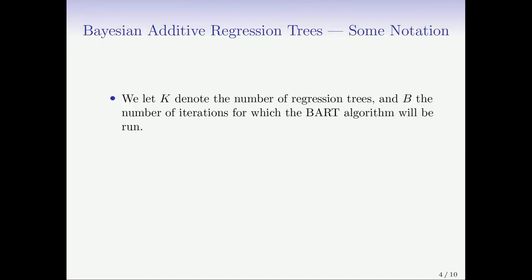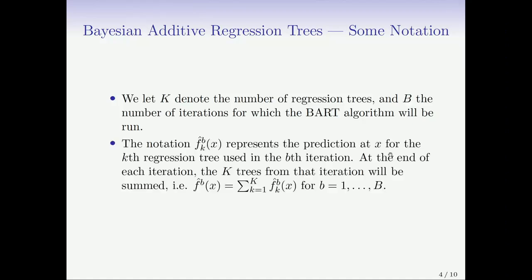Okay, so let's actually go over that now in more detail with some notation. The number of regression trees, that was the different columns in that previous picture, is K, and the number of iterations for which we apply the algorithm we'll call B. Okay, and the prediction at a query point X for the Kth tree in the Bth iteration we'll call f hat sup B sub K.